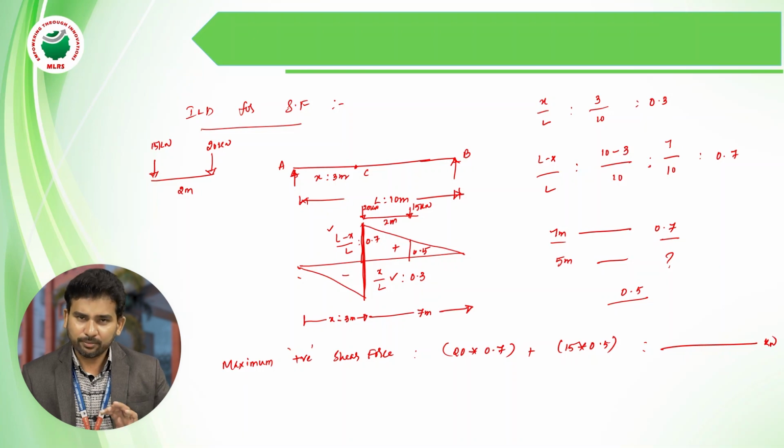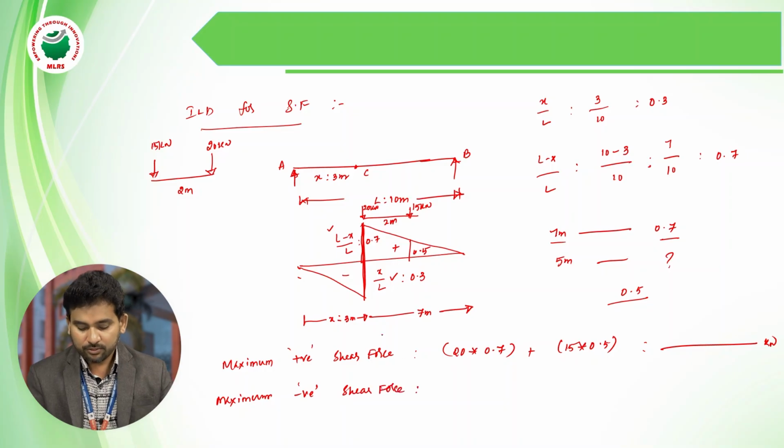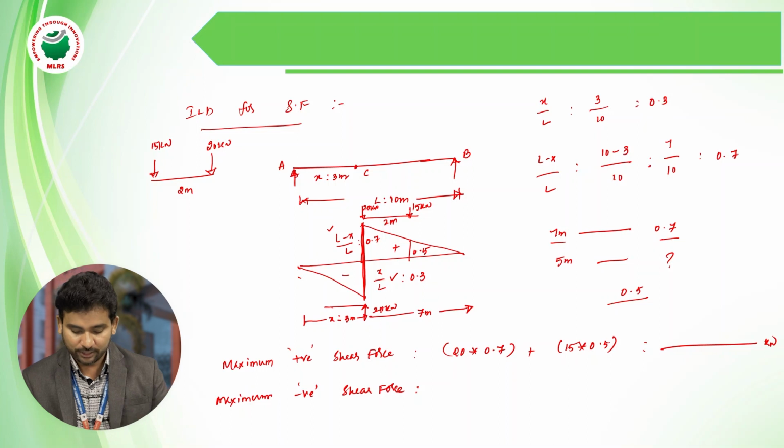Now similarly we are going to determine the maximum negative shear force also. Maximum negative shear force, not minimum or normal shear force. How are we going to determine it? The same way, if you focus very confidently, see here, this is the maximum negative ordinate. So when we keep the 20 kilonewton at this point, we'll get the maximum negative.